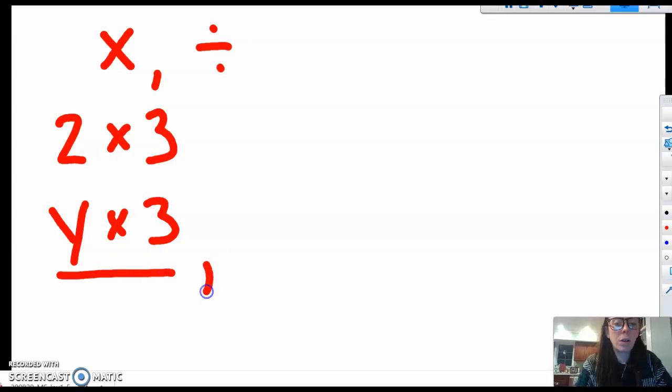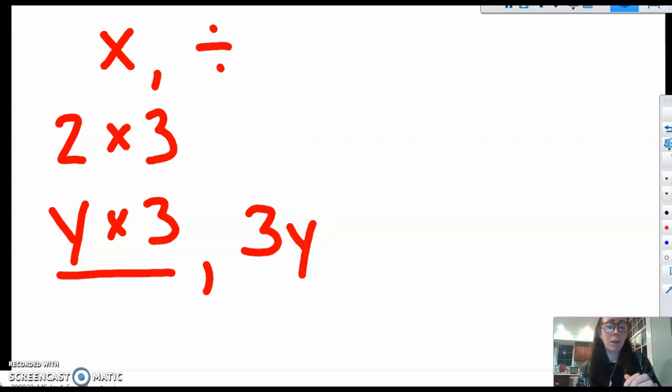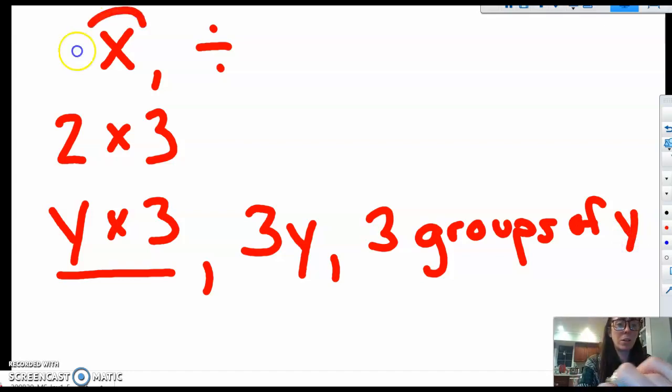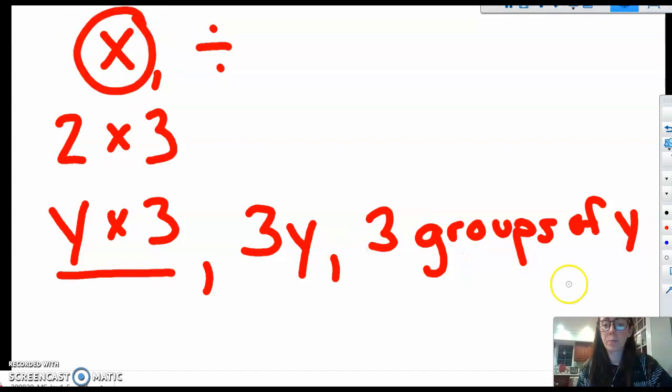I can also just do the number that I'm multiplying and the variable right next to it. So 3y, that's showing me that I am multiplying 3 times my variable y. So it's the same exact thing. I can also show this by doing 3 groups of y. Okay, that's another way to show multiplication using algebra.